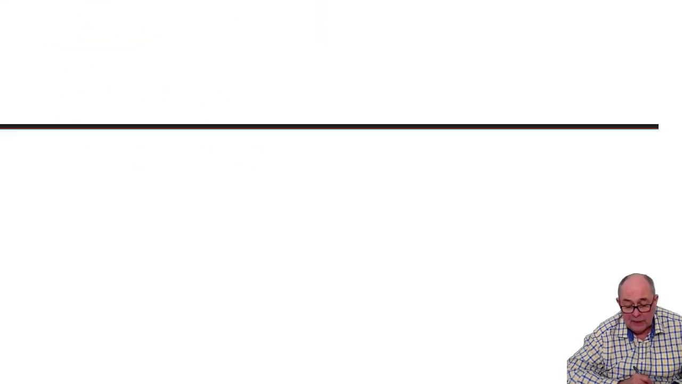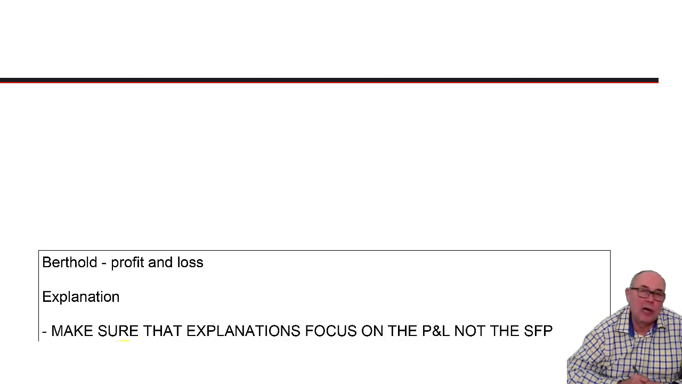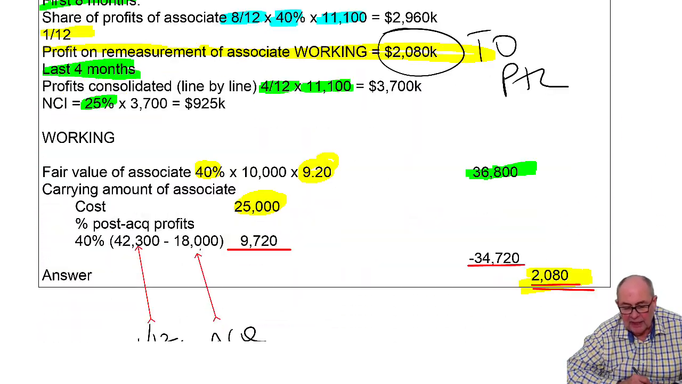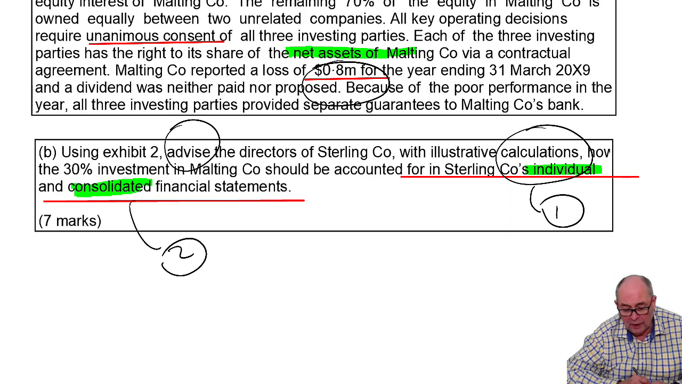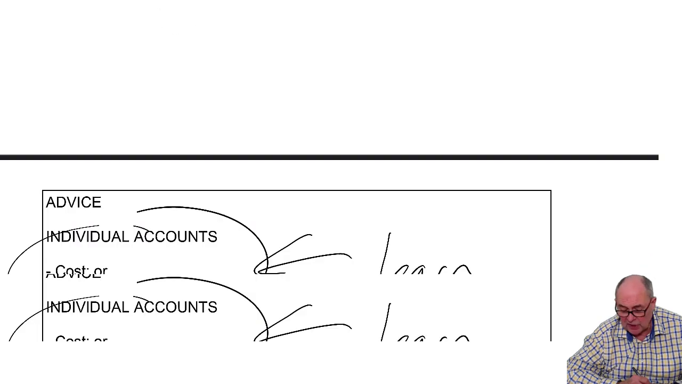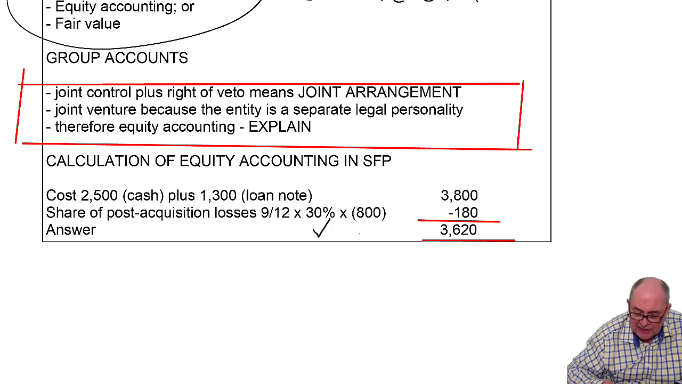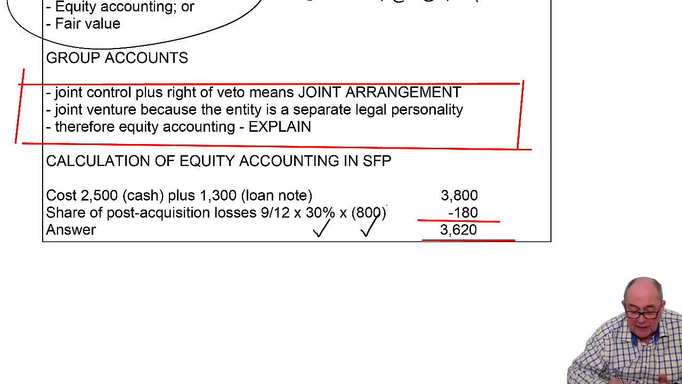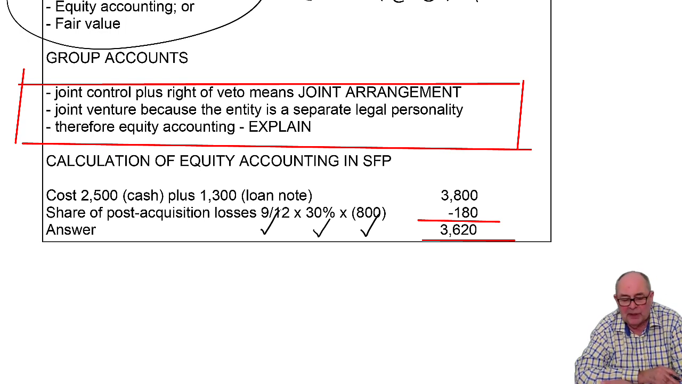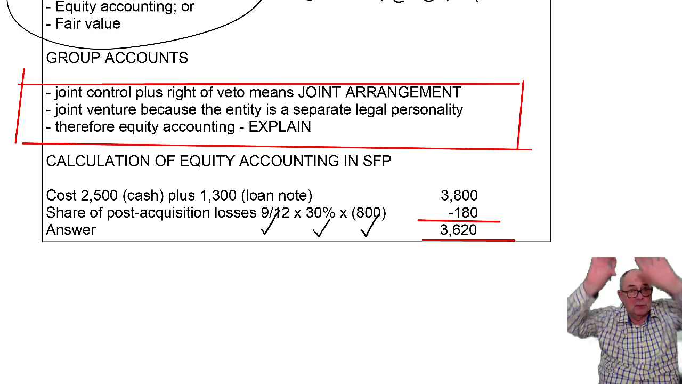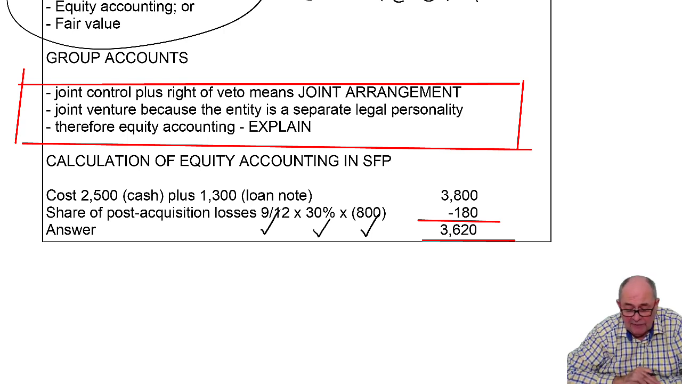Is that right? Yep. So July, August, September, October, November, December, January, February, March, 9 months. So it's only being equity accounted for 9 months. So to be honest, I forgive you if you put 30% of 800 or minus 800. I think technically it should be 9/12 though, because that 800 figure was for 12 months and we only had influence there for the last 3. Either way, carrying amount 3620.